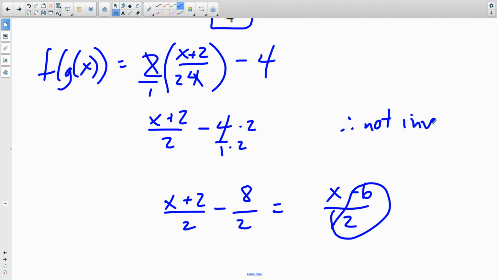So we use composition as a method for determining if functions are inverses by seeing the inverse operations undoing all of the operations to x.